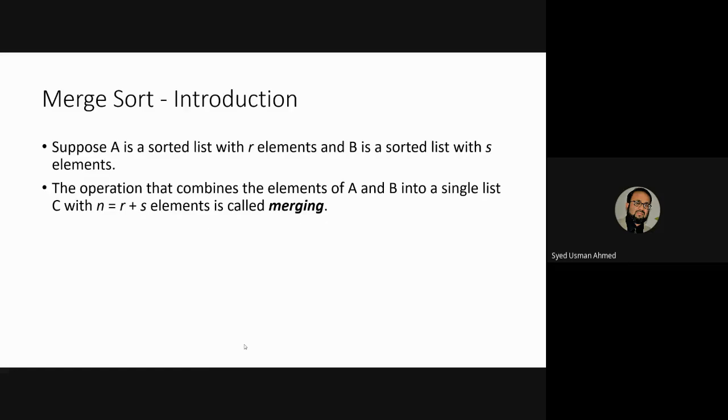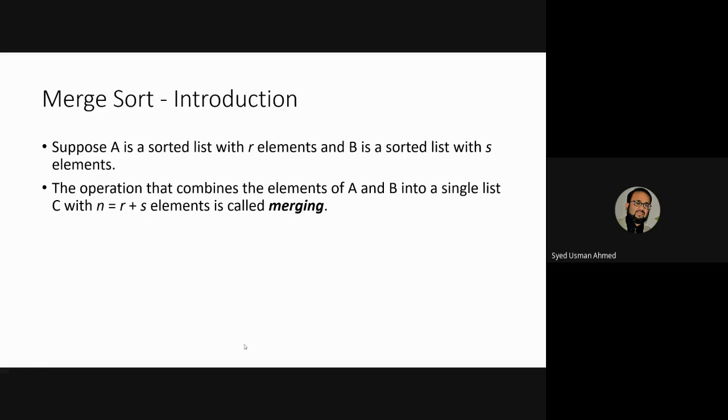Suppose A is a sorted list with R elements and B is a sorted list with S elements. So I have two lists, one called A and one called B, and both lists have sorted elements. One has R and one has S. The operation that combines the elements of A and B into a single list called C with n equal to R plus S elements is called merging. So the operation with which we combine the two lists together and create one single list is called merging.